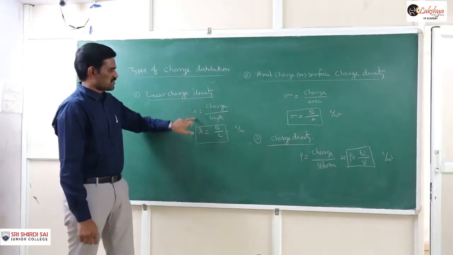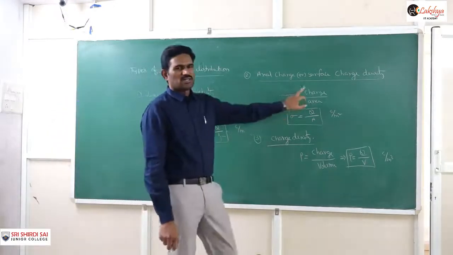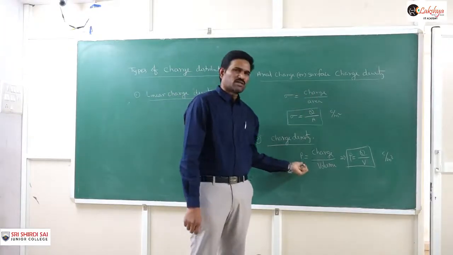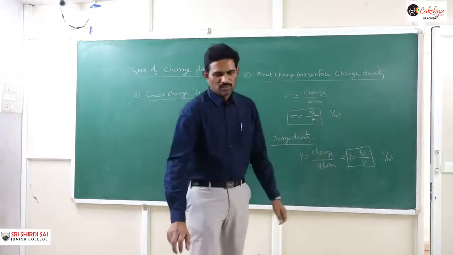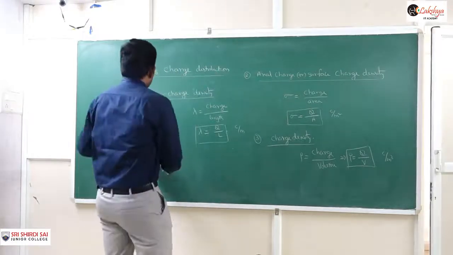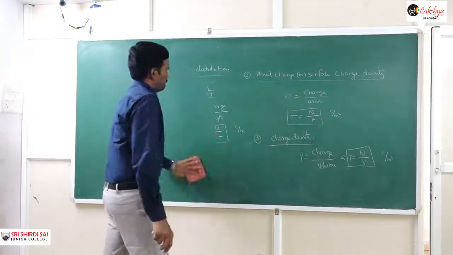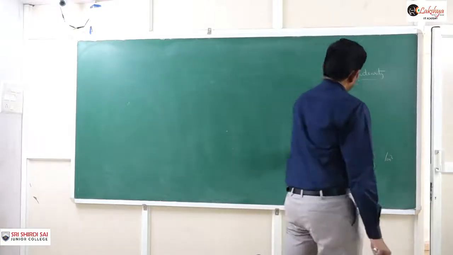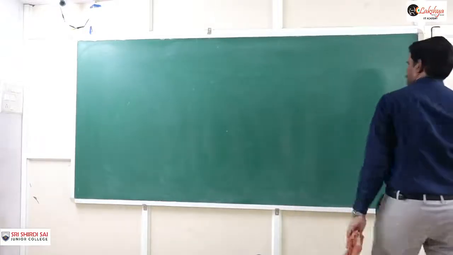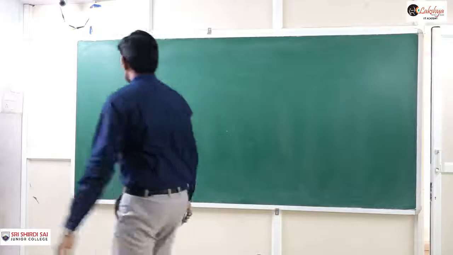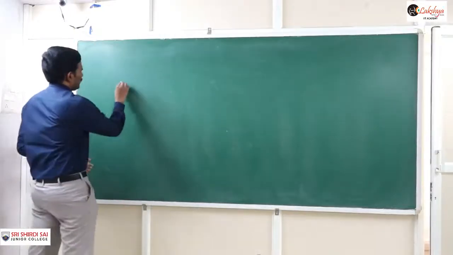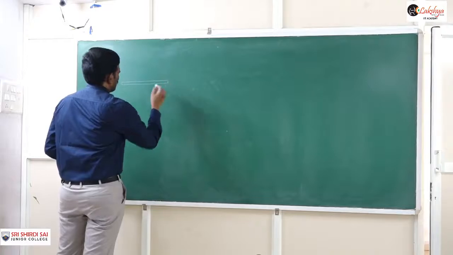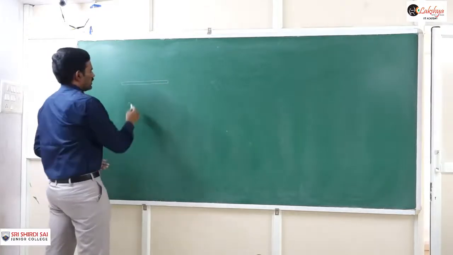Linear charge density, that means charge per unit length, surface charge density, charge per unit area, and volume charge density, which is charge per unit volume. So now let us see some problems based on this. So in case of linear charge density problems, let us see the first problem here.